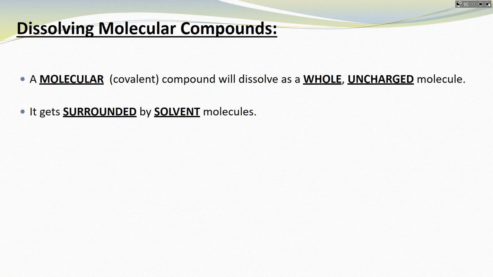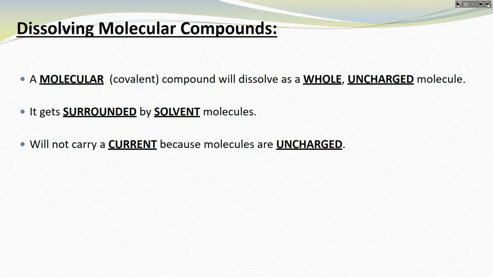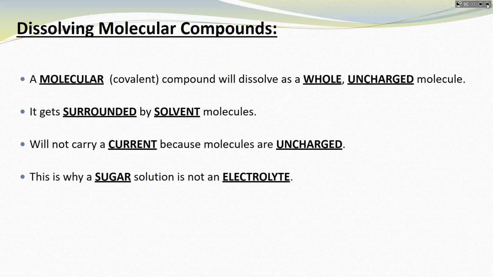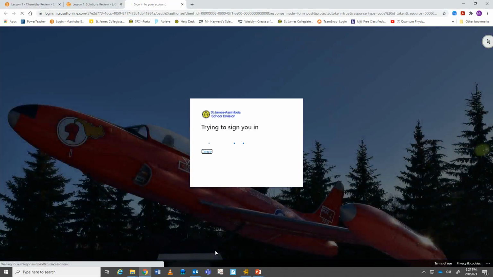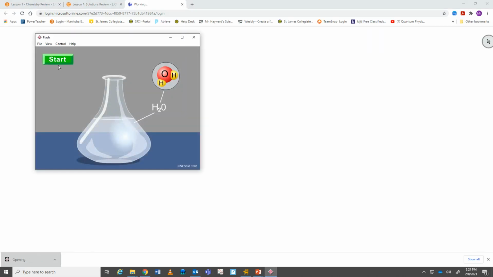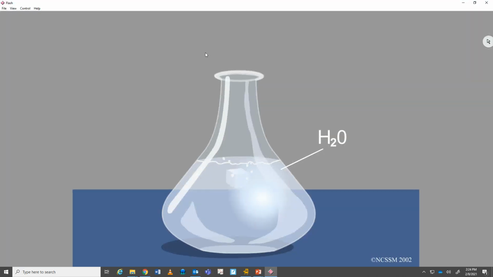Now, when we dissolve a molecular compound or a covalent compound, they dissolve as a whole uncharged molecule. And again, this is why we don't have sugar and such substances becoming electrolytes, because there's no ions floating around. There's a very big difference in terms of how an ionic compound and a covalent compound dissolve. So if we want to see what that would look like for dissolving a covalent compound, it looks something like this.